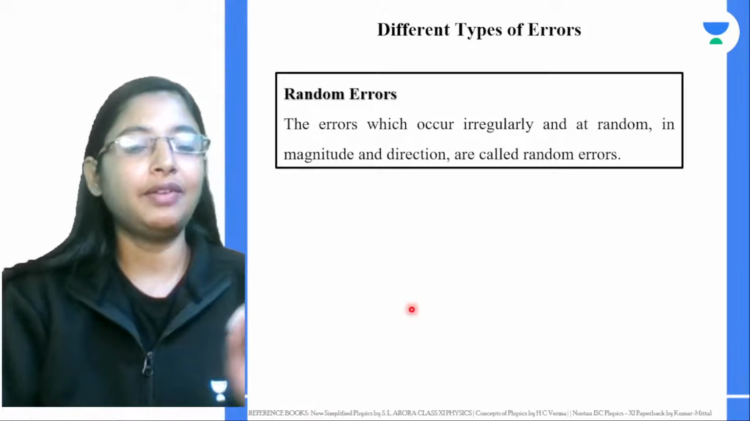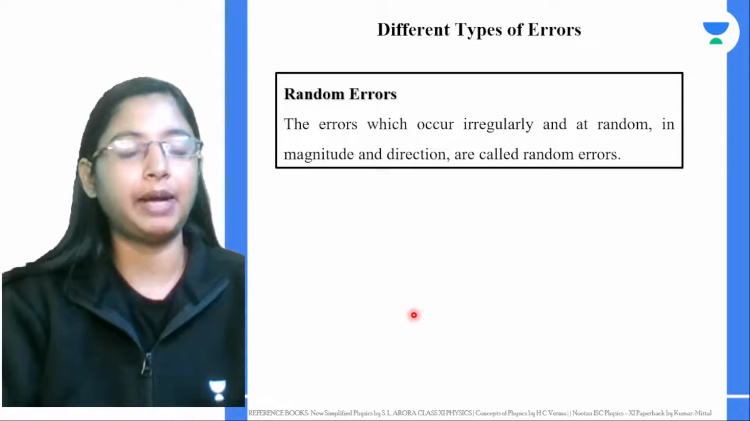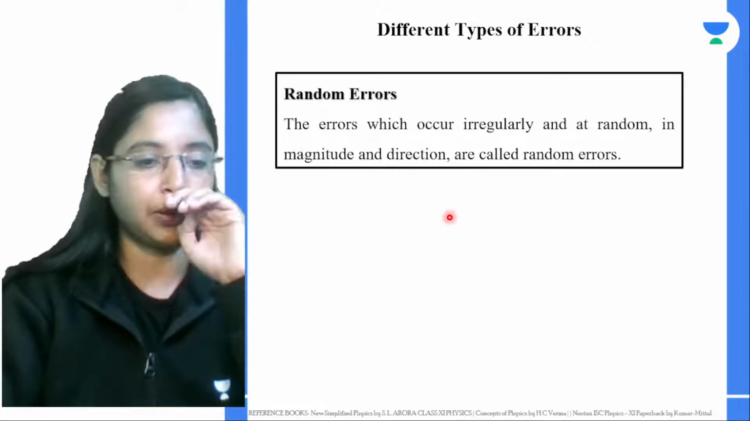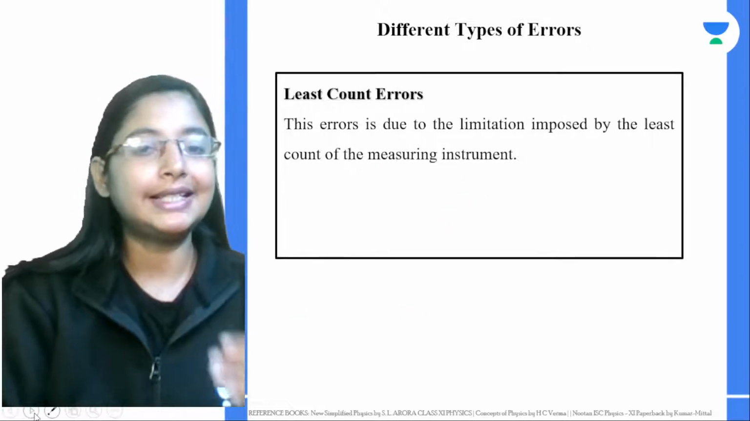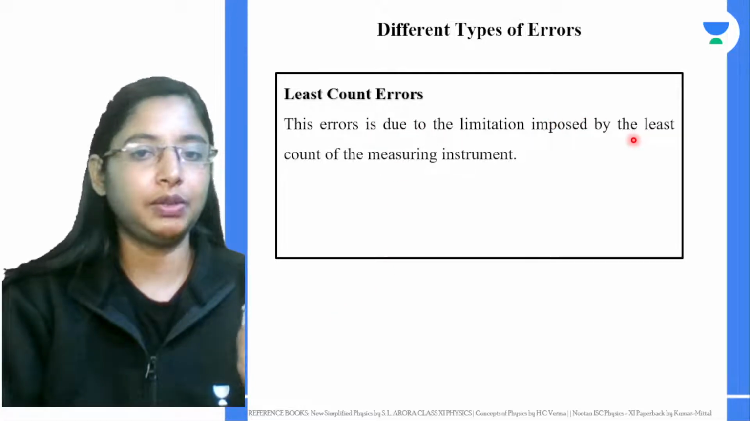Then you have random errors. These errors occur irregularly and randomly, and they are seen in both magnitude and direction. These are called random errors. Next is least count errors. This is due to the limitation imposed by the least count of the measuring instrument.